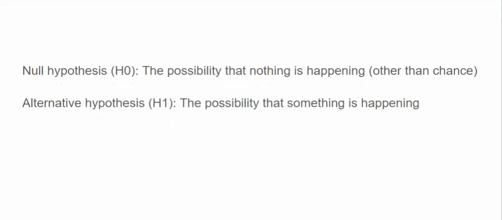In a hypothesis test, the null hypothesis is the possibility that nothing is happening other than chance or chance variation. The alternative hypothesis is the opposite of the null hypothesis, and it's the possibility that something is happening other than just random chance. So in a hypothesis test, you're collecting data and using that data to decide if something is happening other than just random chance variation. The two possibilities are that nothing is happening other than chance, or something is happening besides chance, and the goal is to decide between those two possibilities.